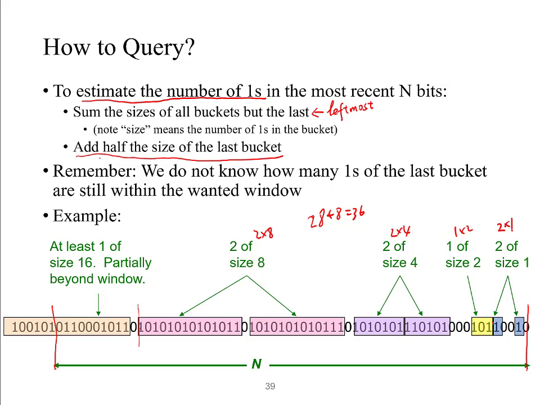And the reason that we add half the size of the last bucket is that we do not know how many ones of the last bucket are still within the wanted window, because the bucket only has part of it in the window. That's why we cannot get the exact number of how many ones are in this part. So what we can do is to estimate it using half the size of this bucket.